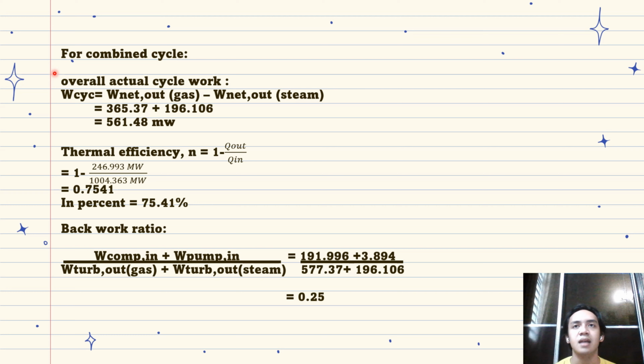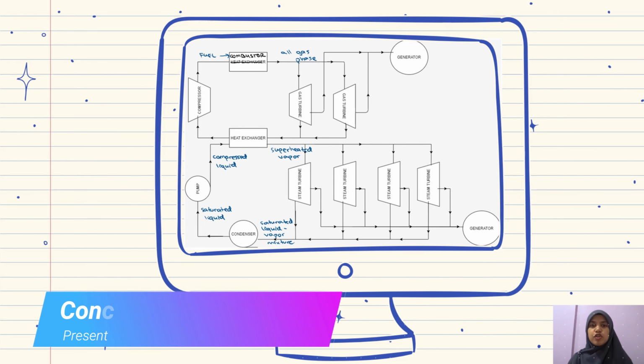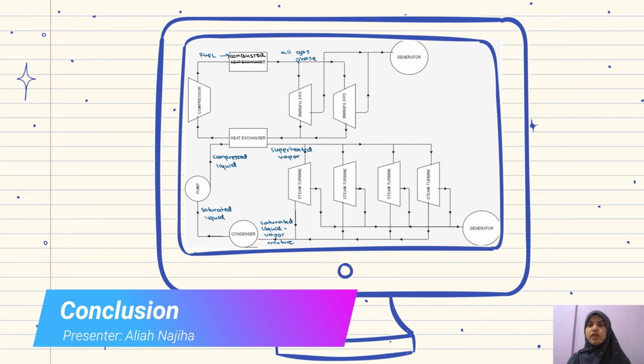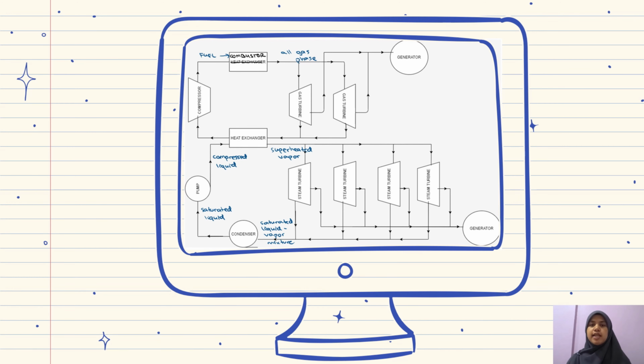Lastly, for the whole combined cycle, the overall actual work produced is 561.48 MW. For thermal efficiency, use the formula 1 minus Q out over Q in. The thermal efficiency we got in percent is 75.41. Then, we determine the back work ratio using this formula, and the back work ratio for our combined cycle is 0.25.